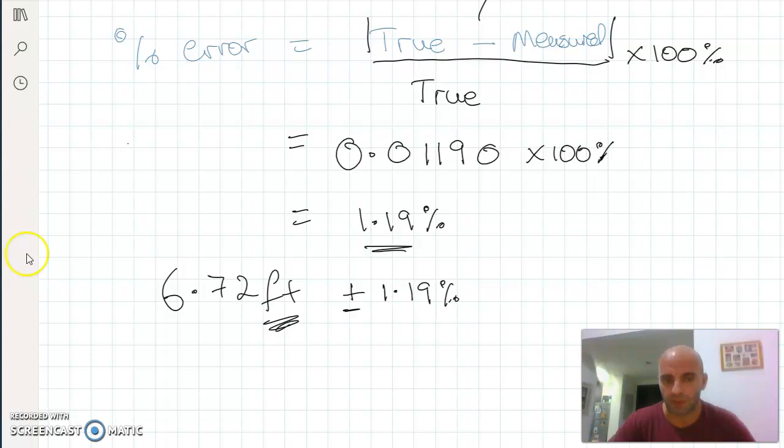Okay, you'd usually come up with the results and also in the conclusion. So you'd be drawing a conclusion. We found our value to be 6.72 feet plus or minus, just to give us an indication of what the spread was on your results, of 1.19%. Okay, so I hope that makes sense.